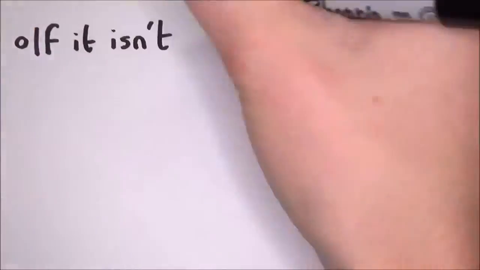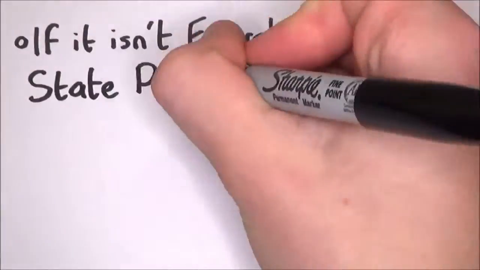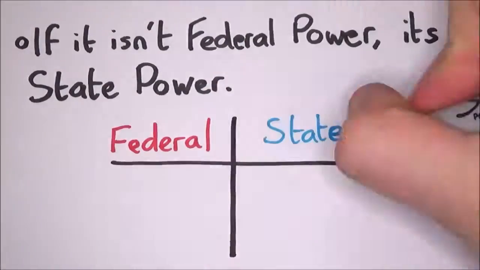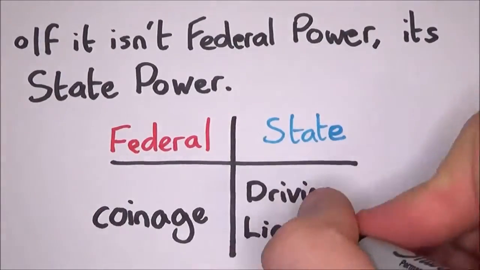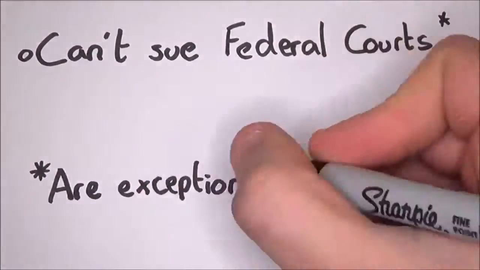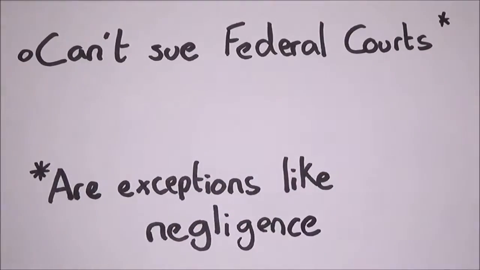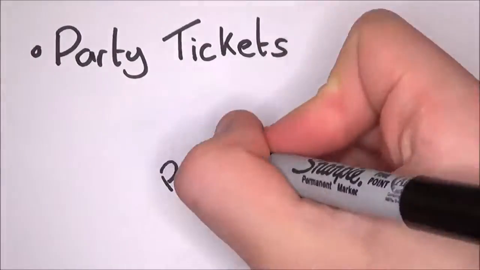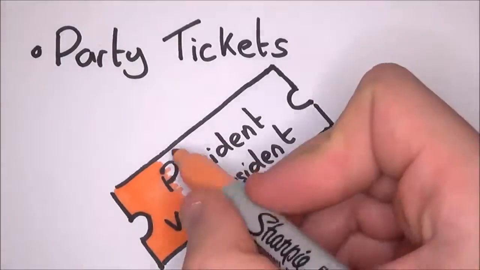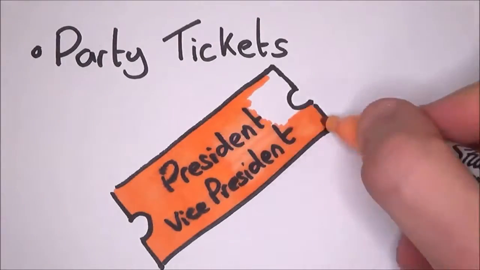Any powers that the Constitution does not give the federal government are given to the states. This means if it's not written in the document that the power is given to the federal government, the states get the power. You can't sue the federal courts. Seems pretty basic, but there are actually exceptions to this where you are allowed to sue the federal courts. The president and vice president must be on a party ticket. This means that you will always know beforehand who is going to be the president and the vice when you're voting.